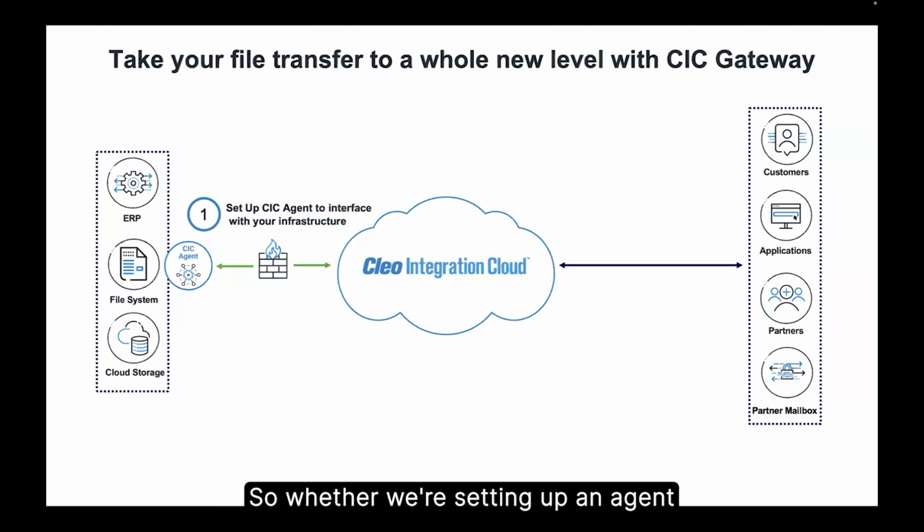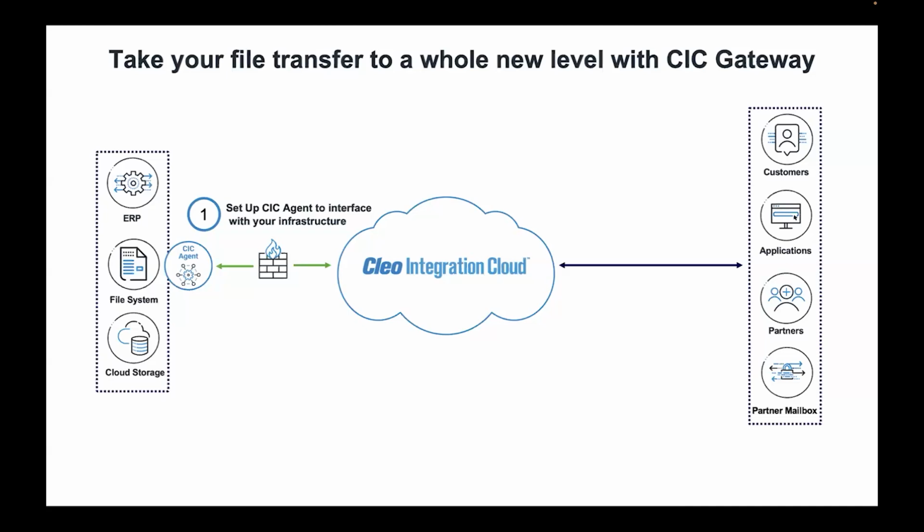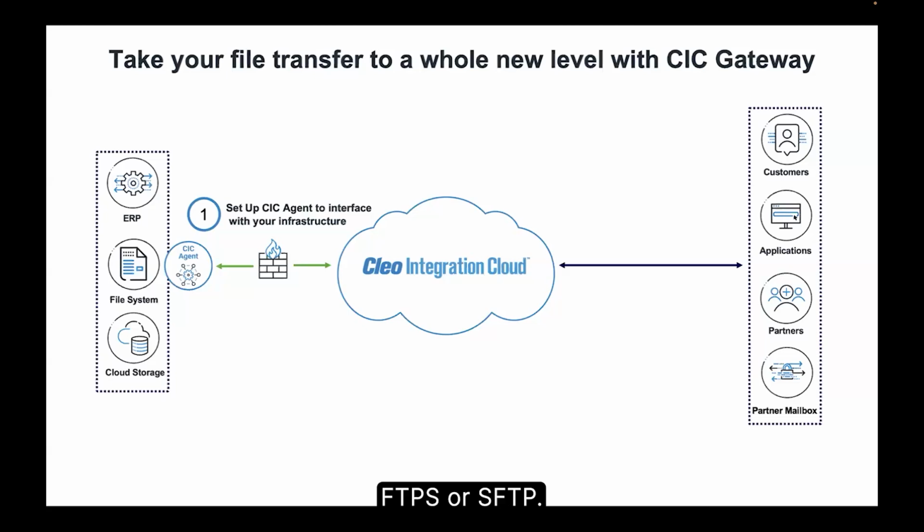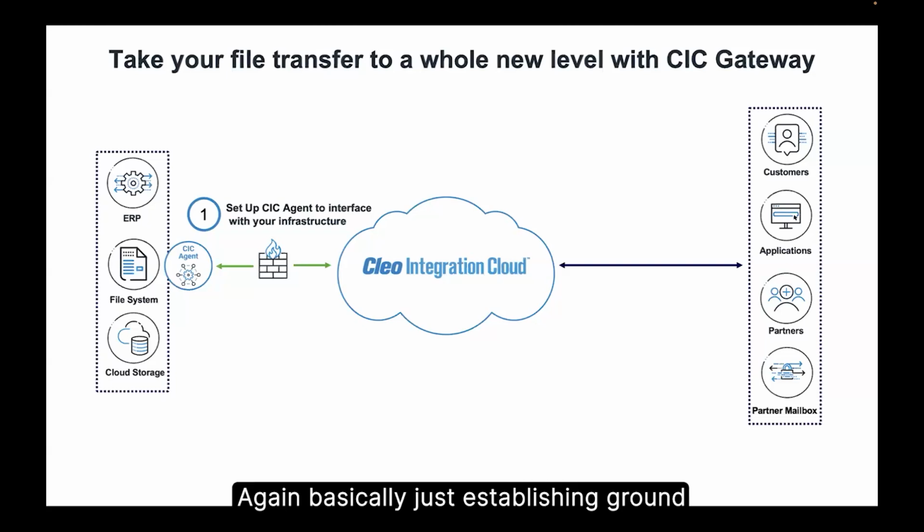So whether we're setting up an agent and setting up those folders that you currently use as pickup and drop off locations between your backend, that might be an example. Another might be FTP. Well, I would obviously recommend either FTP-S or SFTP, and you can communicate that to our cloud. Basically just establishing ground to cloud connectivity between our cloud and your infrastructure wherever that might exist. So that's the first step. We need to make sure that we can actually communicate and that we can set up those backend flows.